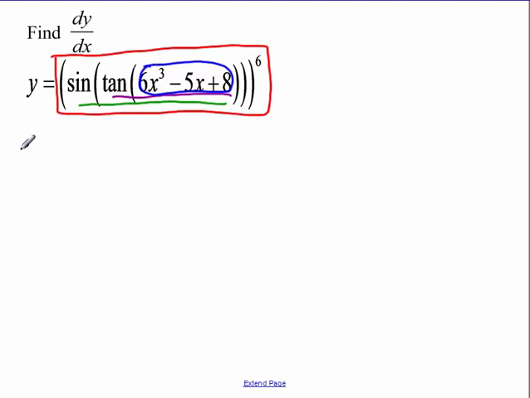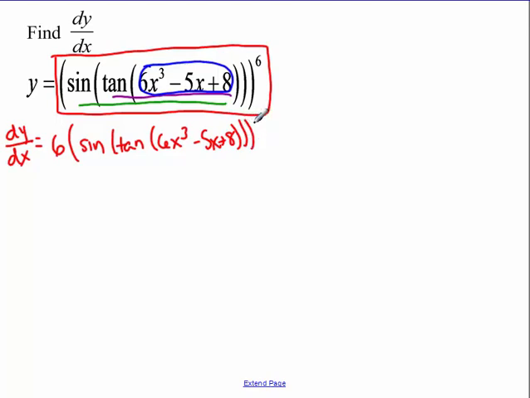So taking the derivative, finding dy dx, the derivative of y with respect to x. First, the outside function, the red function, bring down the 6. And then everything inside stays the same. And here it's just a bunch of writing. Now remember, reduce your power by 1.